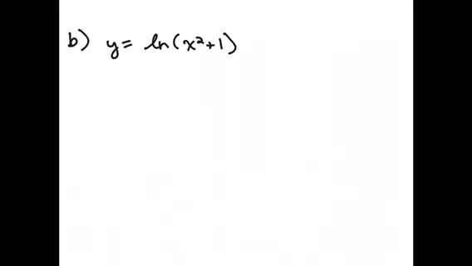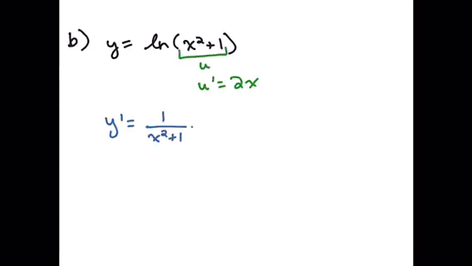Okay, let's look at y equals the natural log of x squared plus 1. In this problem, my inner function, or my u, is the argument to the log, x squared plus 1, and its derivative would be 2x. So, the derivative of the outer function, natural log of u, just gives me 1 over u, which is x squared plus 1, times u prime, which is 2x, and I can write that a little neater as 2x over x squared plus 1.